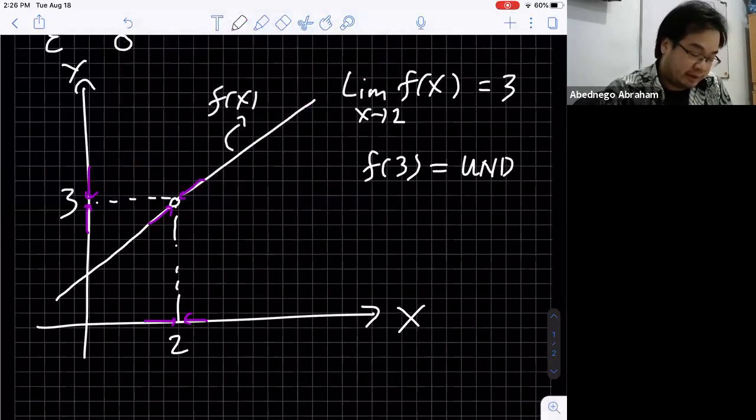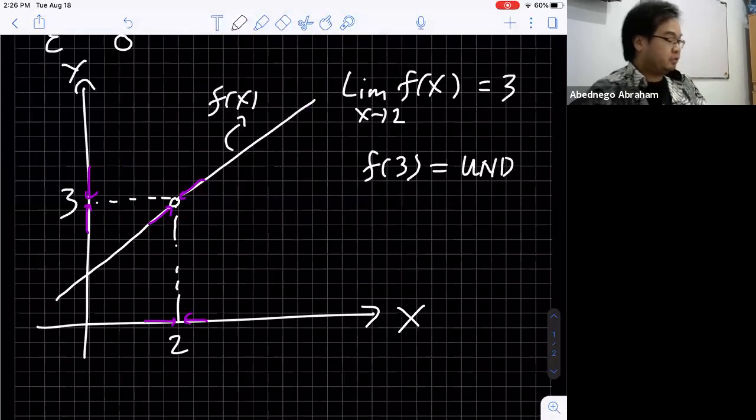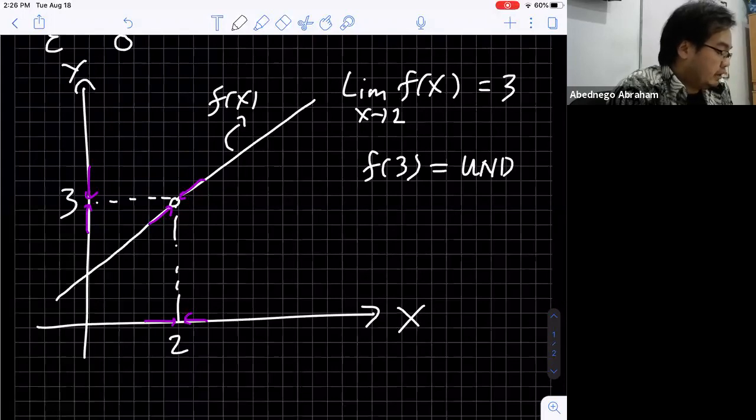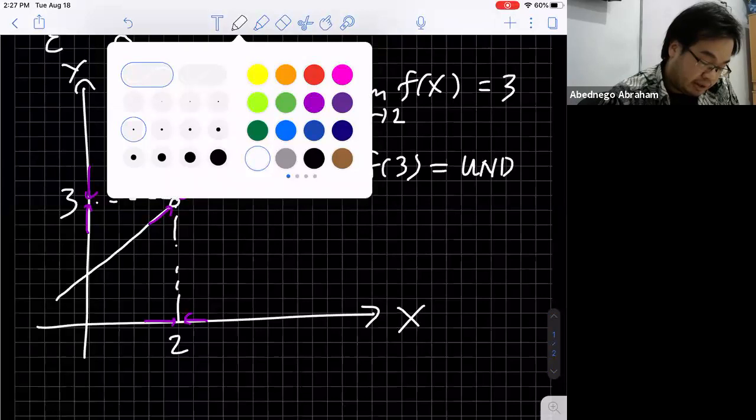Now, epsilon and delta. I'm going to read you the definition of limit first, on your book page 34. L is equal to the limit of f(x) as x approaches c if and only if for any number epsilon greater than 0, no matter how small, there is a number delta, also greater than 0, such that if x is within delta units of c but not equal to c, then f(x) is within epsilon units of L.